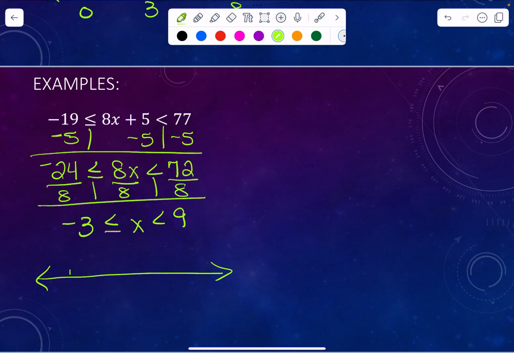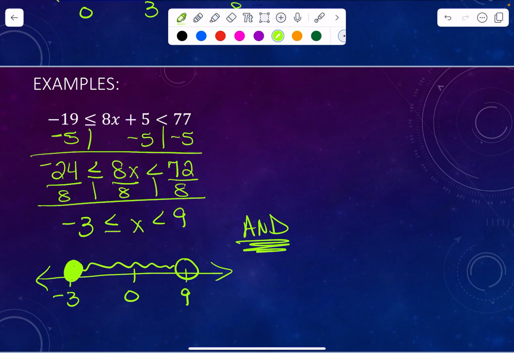Remember, this is an and statement. So I only get to keep what is overlapping. So I have negative 3, 0, and 9. It's an open circle here. It's a closed circle here. And the part that would overlap would be the middle. And that is how we do compound inequalities.